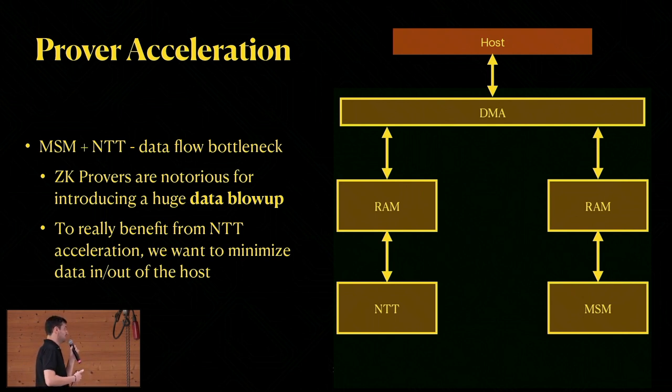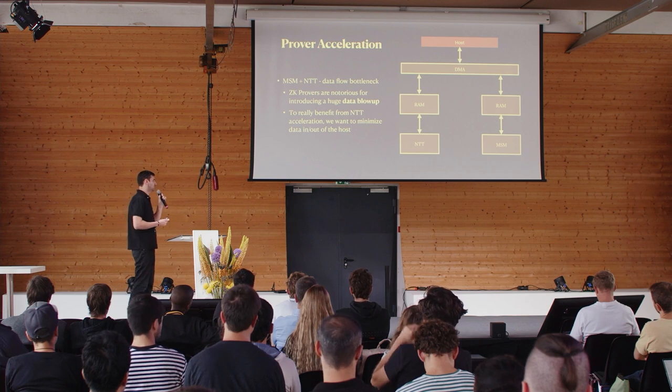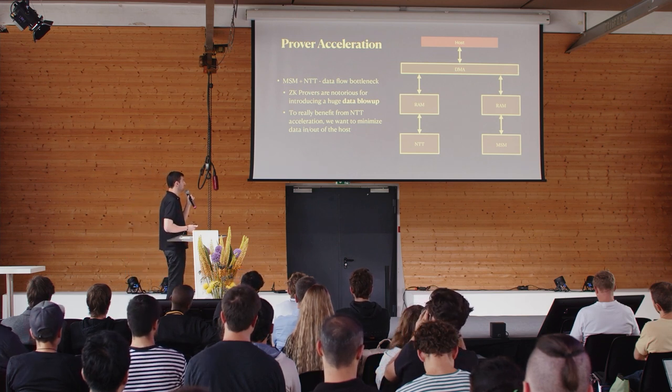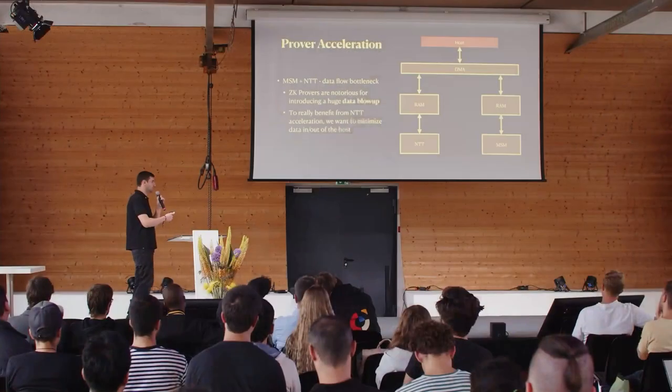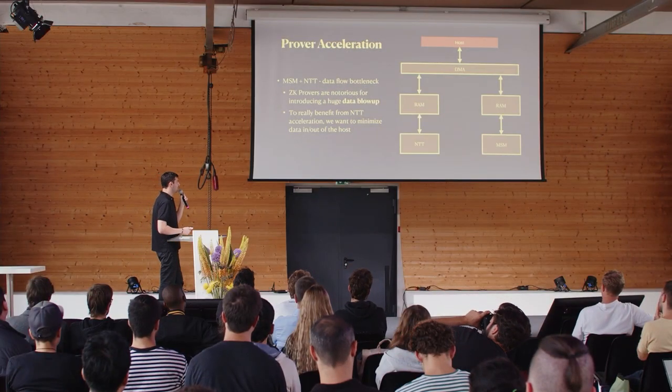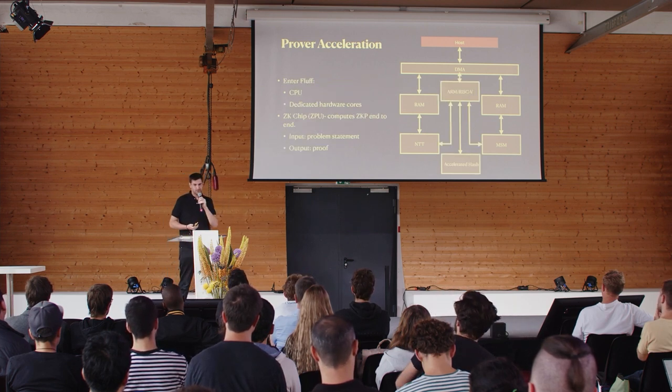Now here, surprisingly, we get another bottleneck, which is in the interface between the host and the hardware. I mentioned there's a huge blow up in the data that we generate as part of the prover computation. And basically what it means is that the new bottleneck will become the speed in which we can send information between the host and the hardware. So again, we're going to get stuck. So the only way that makes sense now is to also add the fluff, right?